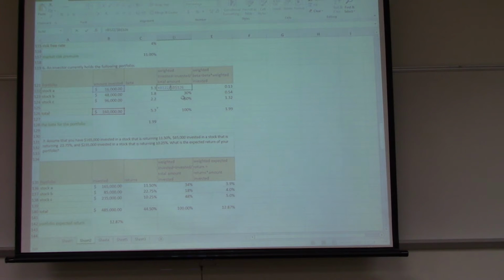So simply divide this one by this, and then if you're using Excel, all you have to do is take that little black crosshair and drag it down, and it will do the rest for you automatically.